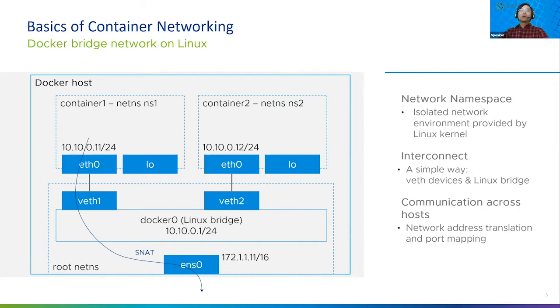The Linux bridge network is also one basic network mode supported by Docker. Docker daemon implements IP address management and allocates one IP address for each container from a local subnet. But since its container subnet is local to a Docker host, the communication across hosts might require translating the container IP address to the IP address of the hosts.